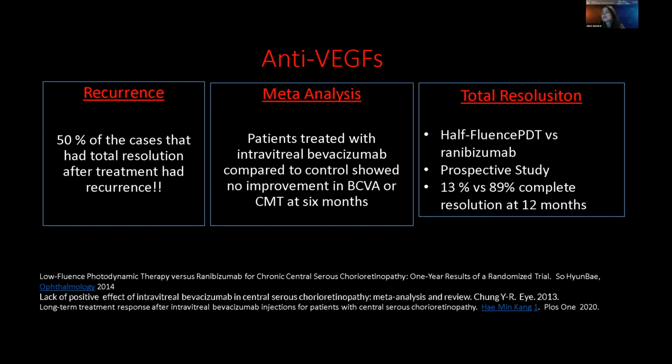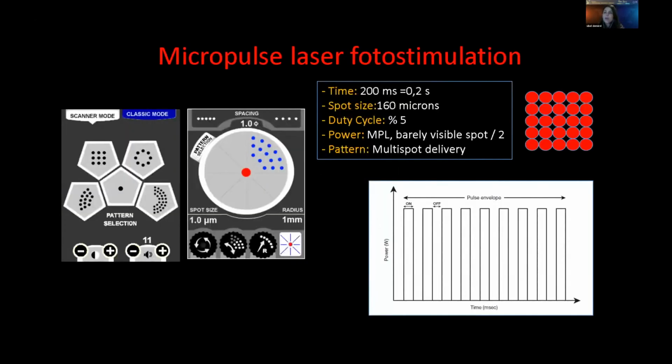And in another control study that evaluated total resolution rate after treatment, it was shown that the resolution rate was almost 13% of the cases in the anti-VEGF group compared to 90% in the PDT group. Of note, the patients with coexistent choroidal neovascularization and CSR do benefit from anti-VEGF therapy.